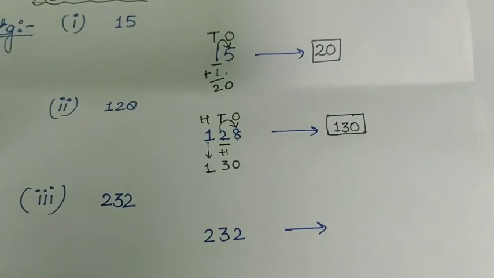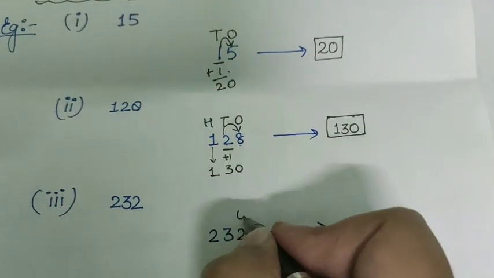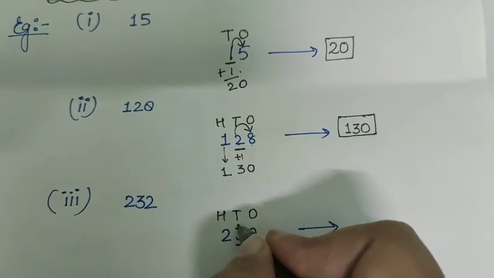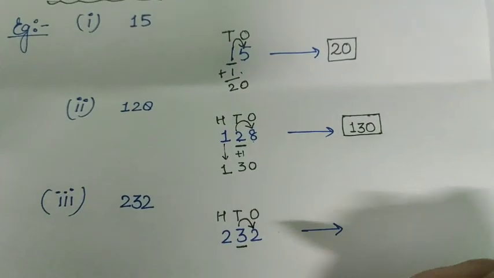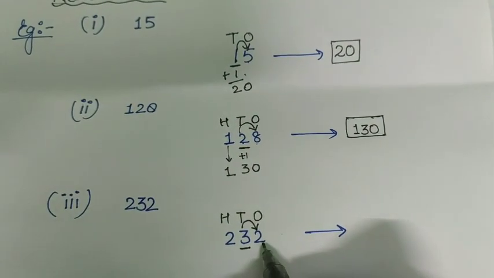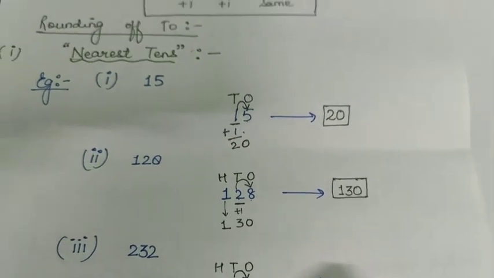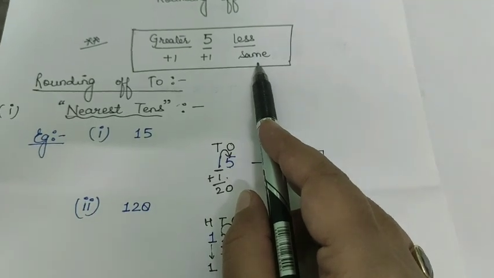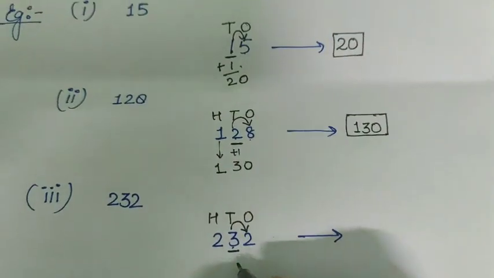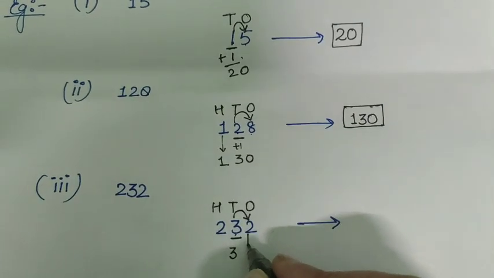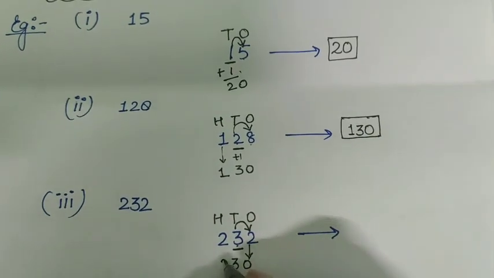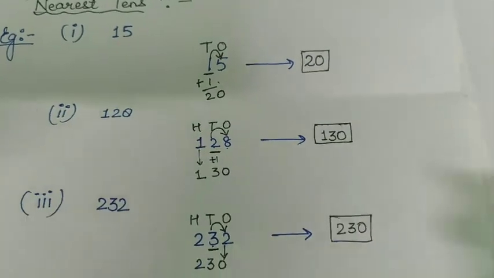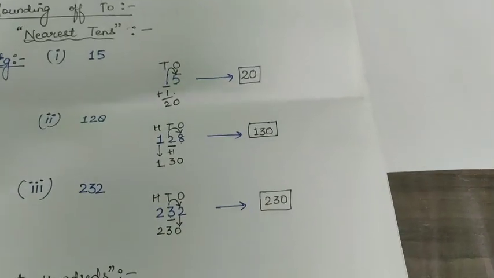Another example, if I take 232. Again I will write place values and I will see the tens place. It is 3. Now I will see the number behind it. It is 2. Now this 2 is less than 5. So this number will remain as it is. As I said earlier, if it is less than 5, the number which is to be rounded off remains the same. Again I follow the same procedure: this 2 will be 0 and this 2 stays as it is. So to the nearest tens it is rounded off to 230. This is what happens in nearest tens.